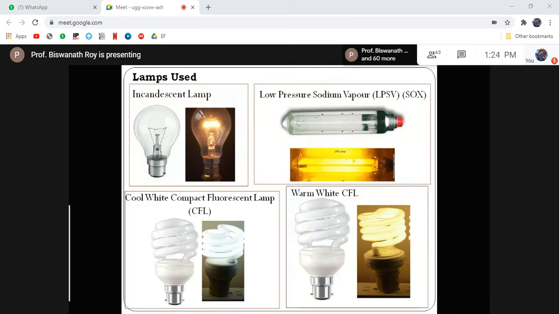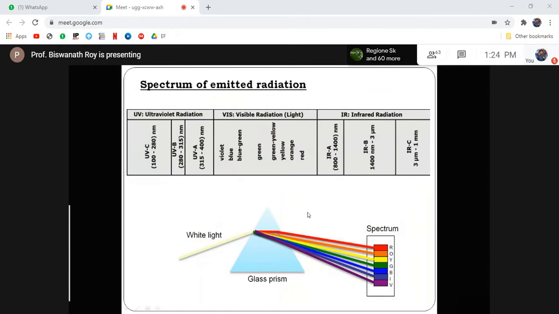So if we want to know the constituent wavelengths of the radiation emitted by any lamp, then we need one instrument, that is the spectrometer. The basic function of the spectrometer is to split the wavelengths which comprise the incident radiation. So this is a simple pictorial representation of this phenomenon.